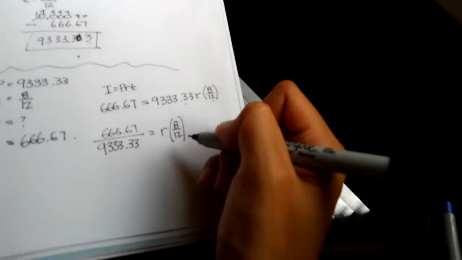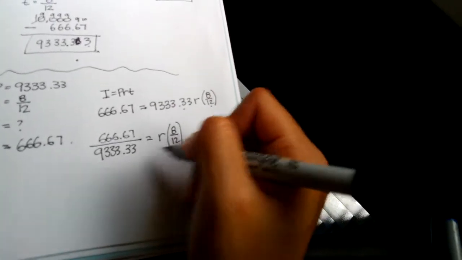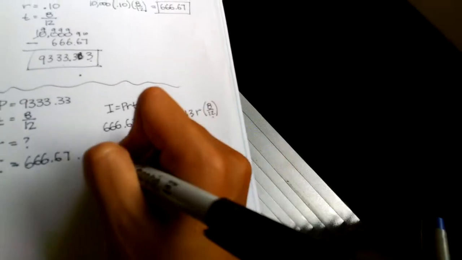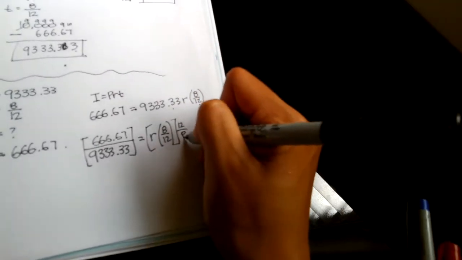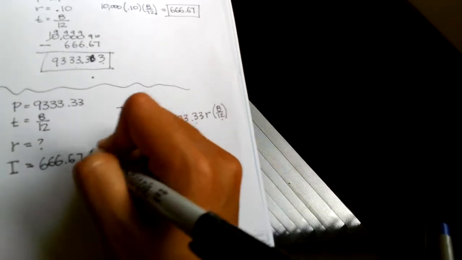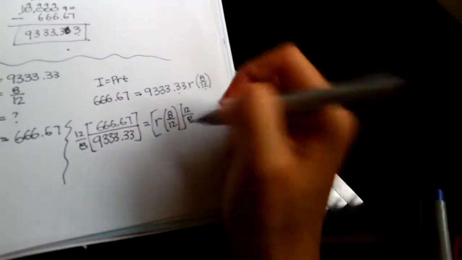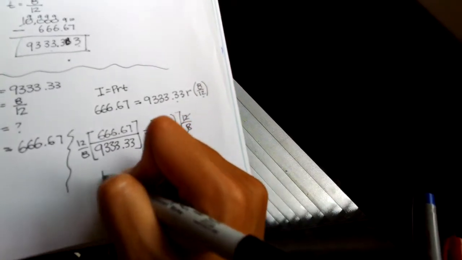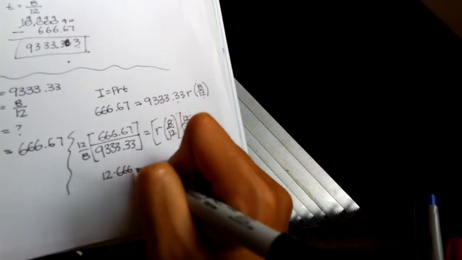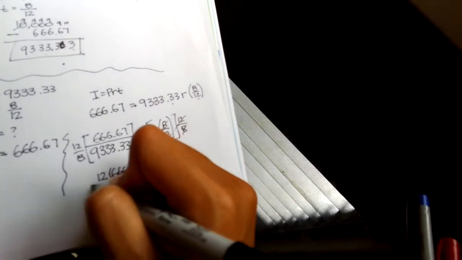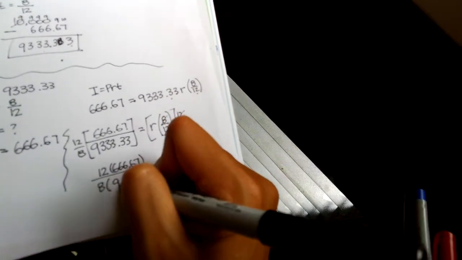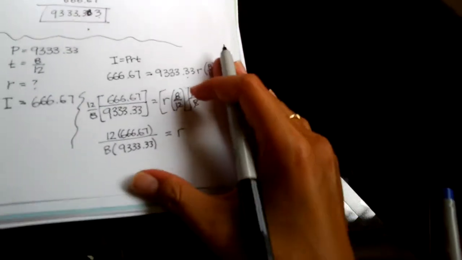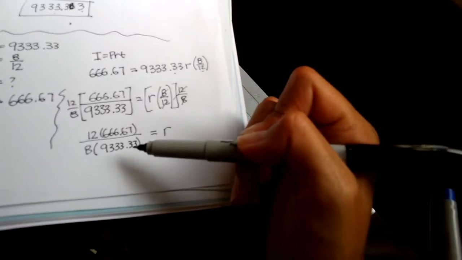And to get rid of 8/12, you can turn it into a decimal and divide it through, or I can multiply each side by 12/8. And that way, this will cancel out. So I get R equals 12 times 666.67 divided by 8 times 9333.33. So when you do this calculation, it's going to be a little bit over 10%.